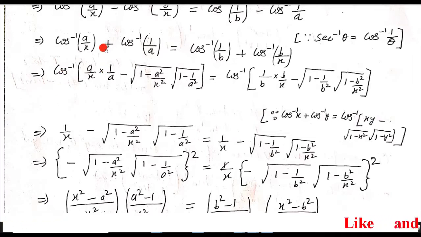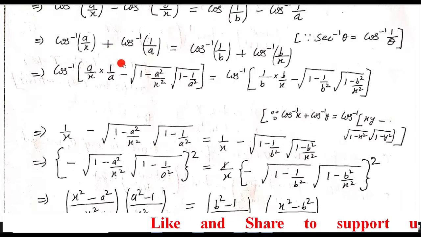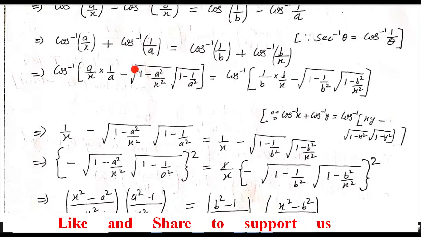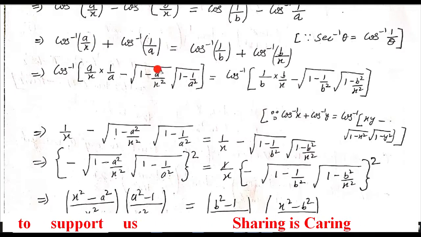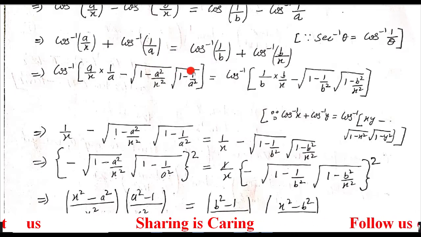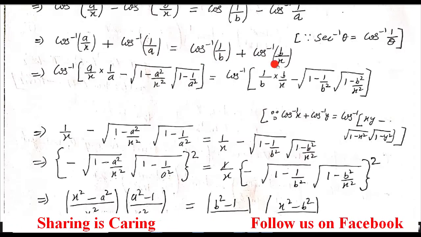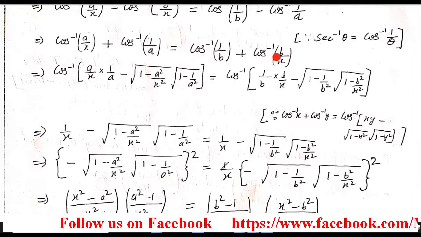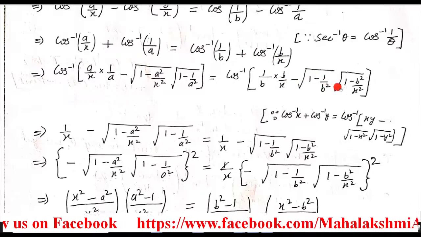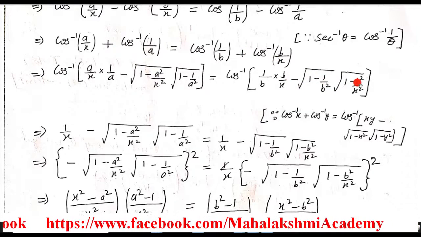Then the sign in cos inverse works oppositely: when plus is there, we use minus, and if minus is there, we use plus. Then root 1 minus x square; this complete term is our x, so we have done the square. Then root 1 minus y square. In the same way, here also we will use the formula, that is xy, the product of these two, then minus root 1 minus x square times root 1 minus y square.